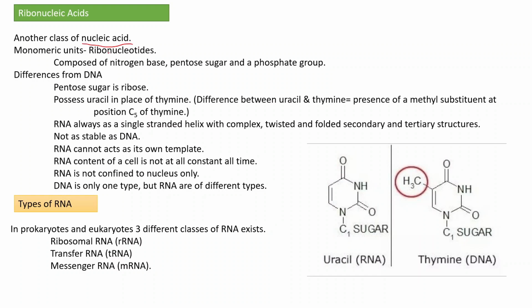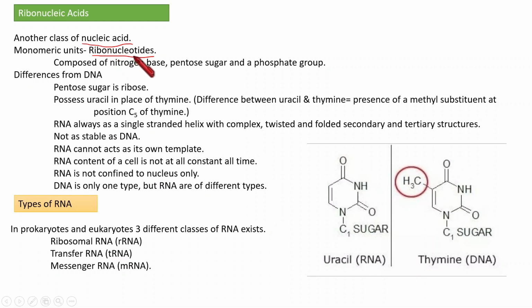Here, the monomeric unit is not deoxyribonucleotides. Instead, ribonucleotides. That's the main difference regarding the monomeric units. In the case of DNA, we know that it is deoxyribonucleotides. Here it is ribonucleotides.